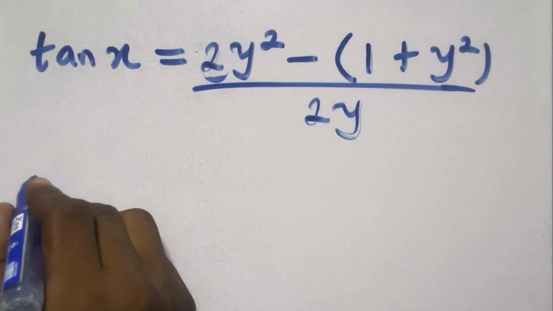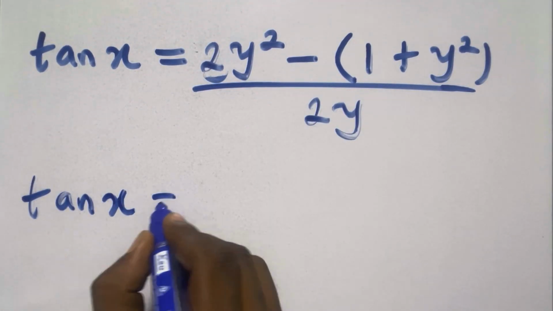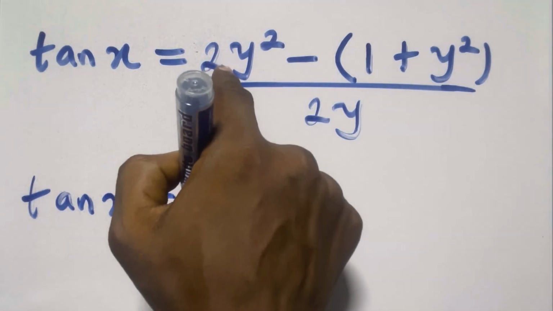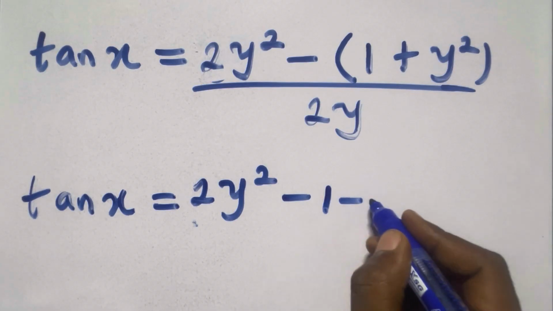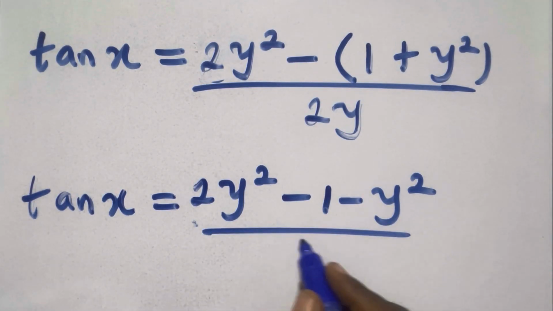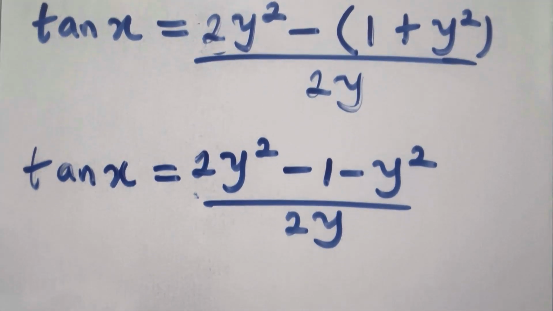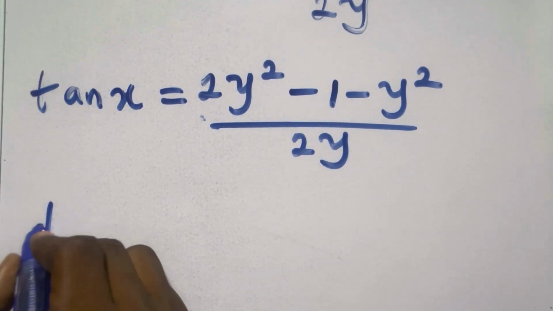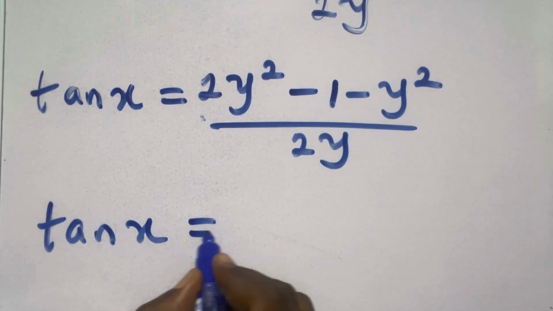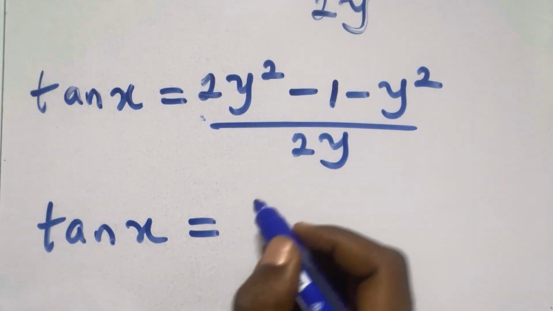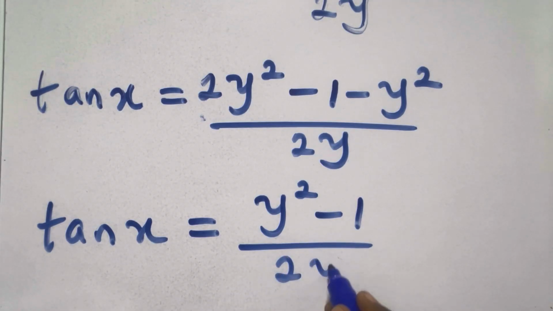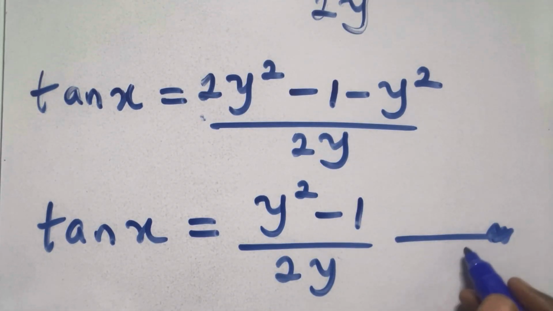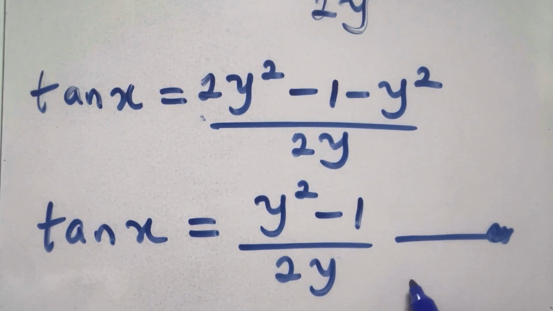All right, let's continue. So we have tan x equals, let's expand this bracket. So we have 2y squared minus 1 minus y squared, everything divided by 2y. So then we will have tan x to be equal to 2y squared minus y squared, we have y squared minus 1 divided by 2y. So also let's note this particular expression. So now we have to find tan x and sec x.